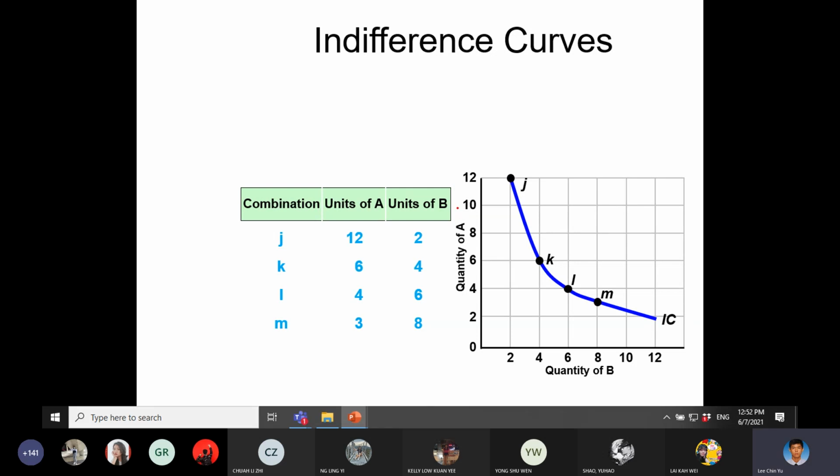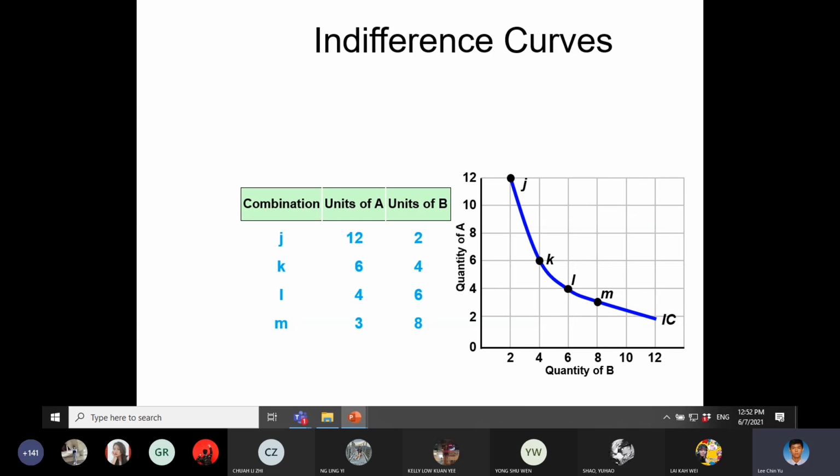Let's say you cannot consume combination J, but you are able to consume combination M, meaning 3 units of A and 8 units of B. You still consider yourself happy, because you can consume more B and less A, or more A and less B. Still fine. Your level of satisfaction remains the same.